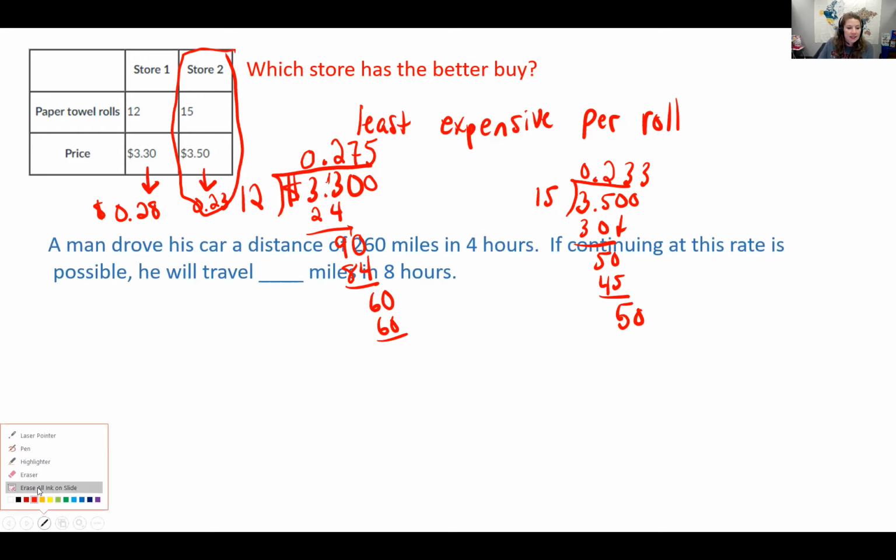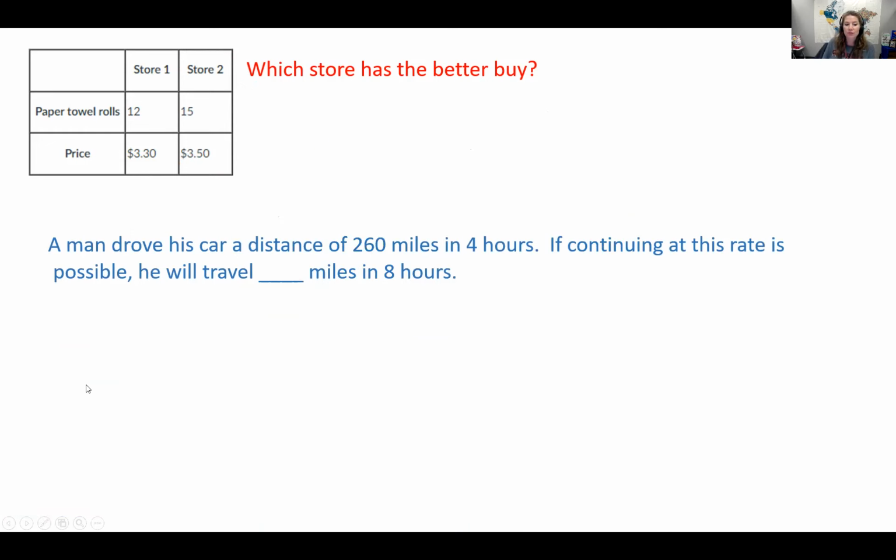All right, let's look at the next problem. A man drove his car a total distance of 260 miles in 4 hours. If continuing at this rate is possible, he will travel blank miles in 8 hours. Well, let's find the unit rate. How many miles per hour? So we're going to divide 260 by 4. So what would that be? 260 divided by 4. 4 goes into 26 6 times. And then 4 into 20 5 times. So it's 65 miles per hour.